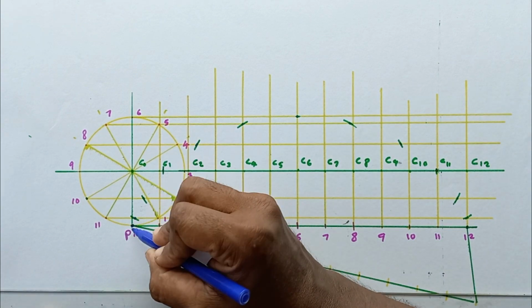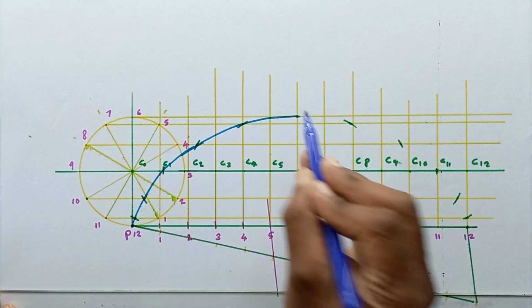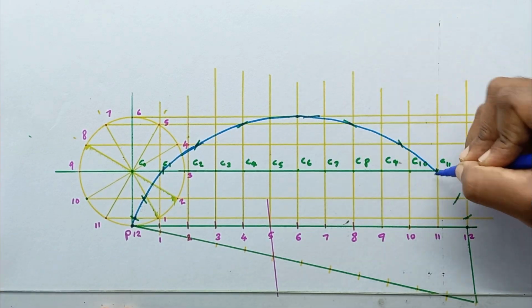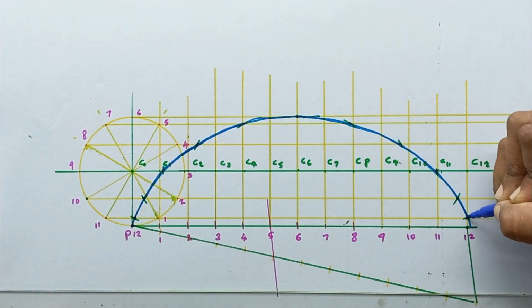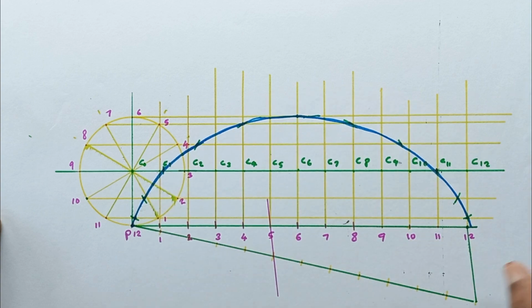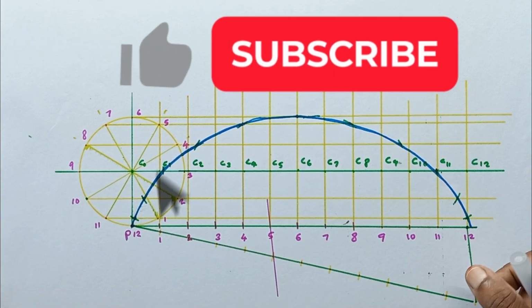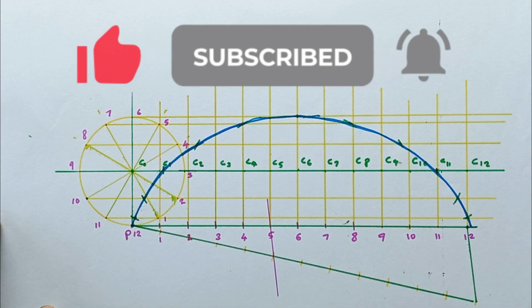Okay, let's join these points. Okay, this is how we construct the cycloid of a circle. I think you all got a clear idea how to construct this cycloid of a circle. Okay, thank you. See you next time.